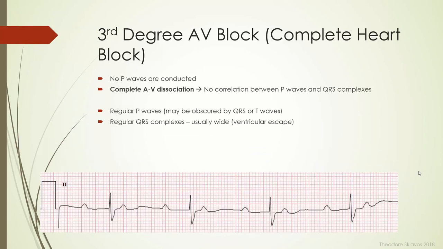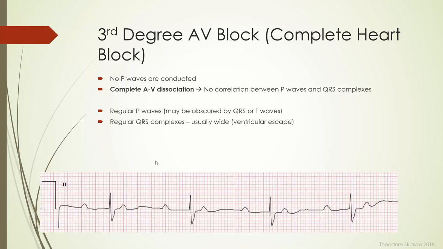In third degree heart block, or complete heart block, there's complete failure of conduction through the AV node and into the ventricles. The atria will continue to fire, the ventricles will continue to fire, but they will do this totally independent of each other, and so we describe that as complete AV dissociation. There will be no correlation between the P waves and the QRS complexes.